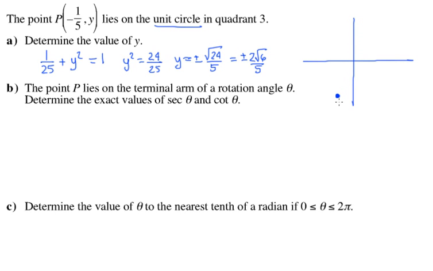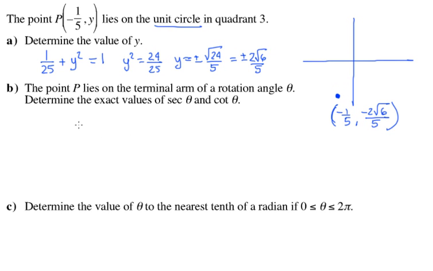If we're in quadrant 3, we're below the x-axis, and so our y-coordinate has to be negative 2 root 6 over 5. So the coordinates of this point here are minus 1 over 5, comma, minus 2 root 6 over 5. That's the only thing y could be that would keep us on the unit circle.